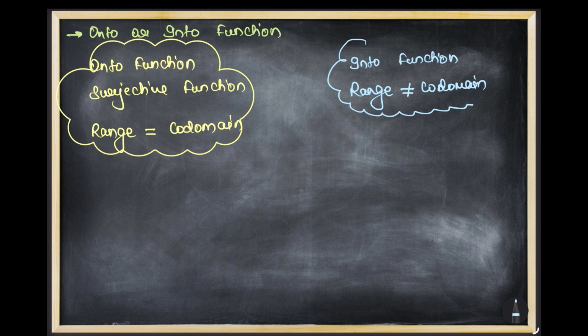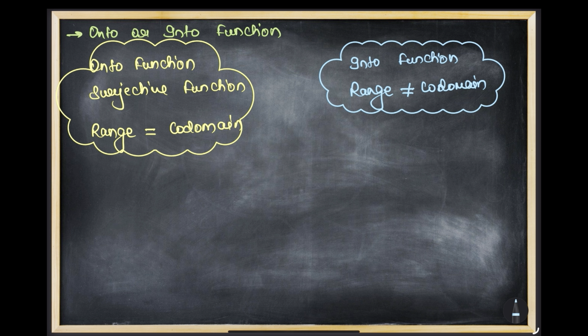So whenever they talk about onto and into functions, you have to find out the range. If the range is equal, it is onto. If the range is not equal, it is into. You have to focus on the second set, called the codomain. If every element of the second set is involved, it is an onto function. If only some elements of the second set are involved, it is an into function.